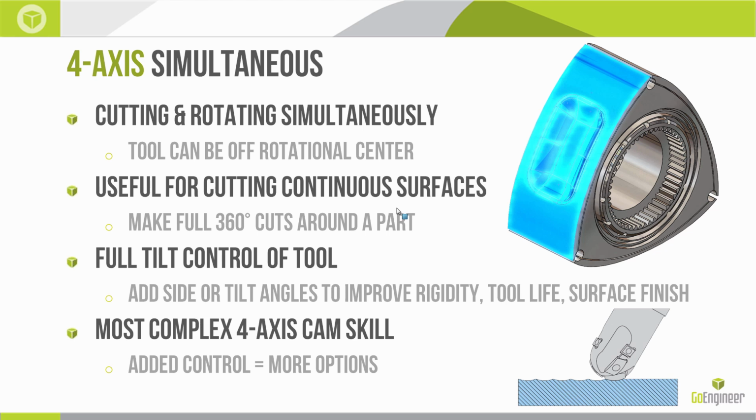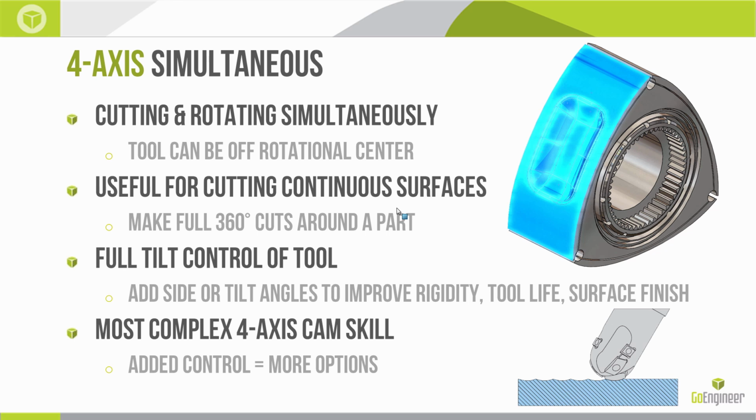And what I mean by that, if you take a look at the image on the bottom right-hand corner, you see a ball nose mill with some inserts, and it's tilted at a certain angle so that the area that the tool is actually contacting the part is not on the bottom center of the ball nose. And that's going to mean a lot of things.